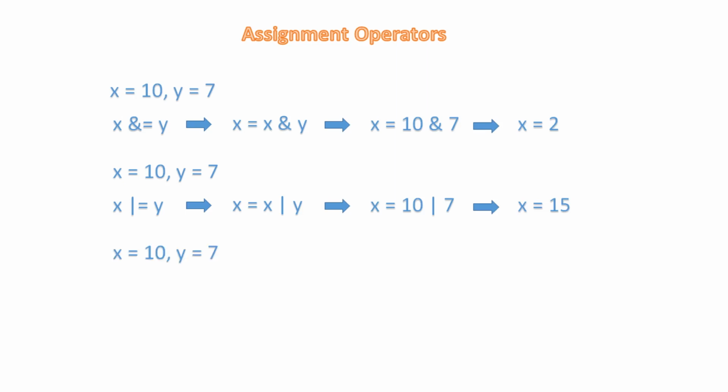Let's assign x is equal to 10 and y is equal to 7. x ^= y. We can write it as x is equal to x XOR of y. So 10 XOR of 7 is equal to 13. Now 13 is reassigned to x.